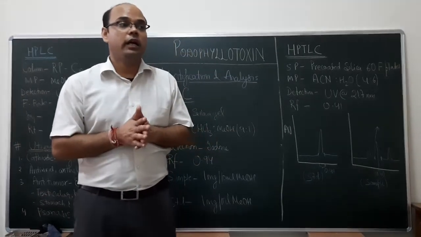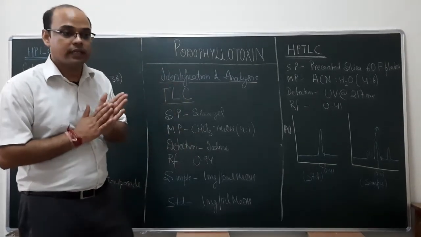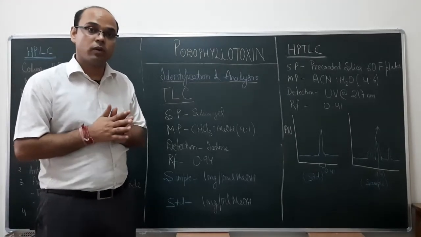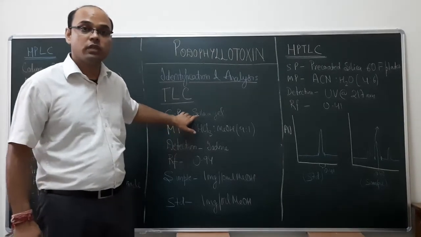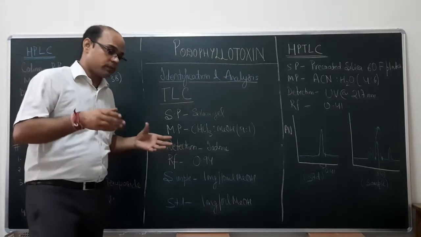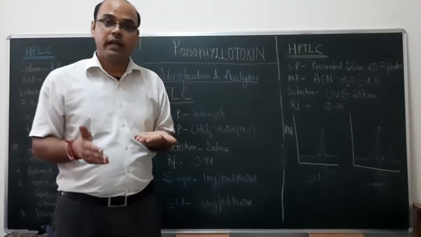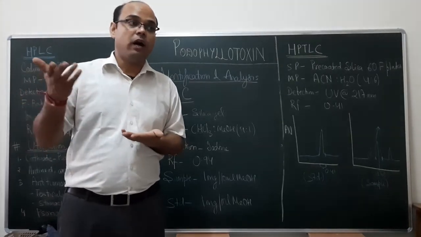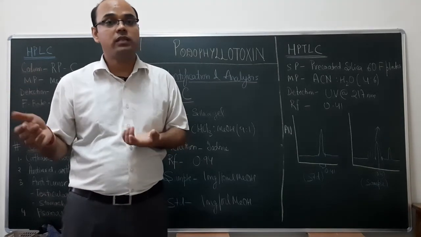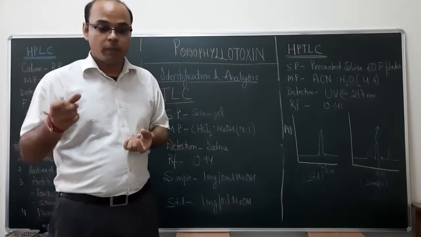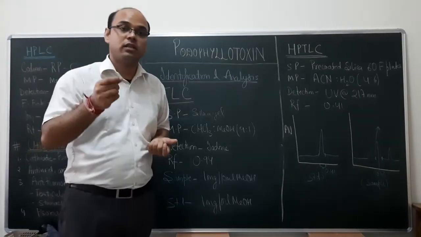So taking TLC first, thin layer chromatography. For identification and analysis of podophyllotoxin in the sample, we can perform thin layer chromatography using the following conditions. The silica gel we will use as the stationary phase is poured on the plate, and the plates are dried. After drying, the plates are activated in the oven at 110 degrees Celsius for 15 minutes. Then the plates are taken out and spotted with the sample and the test molecule.